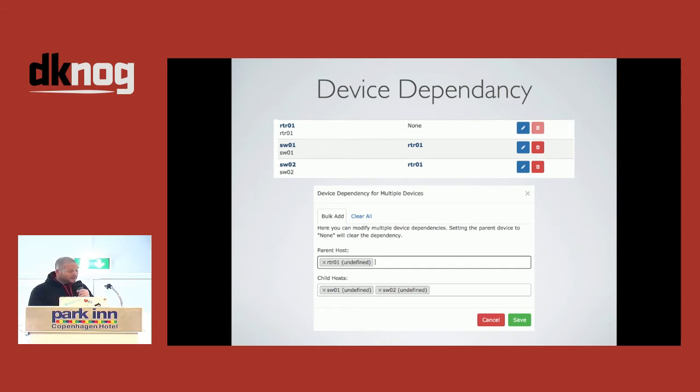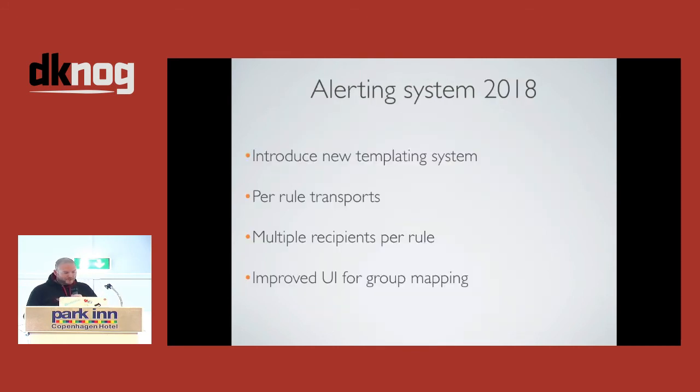So that's in there. It needs a lot more work to make it useful, because it means you have to manually go and define this at the moment. And obviously we want it to be zero touch. So ideally we'd like to use things like CDP, etc., to work out the dependencies properly and populate that information automatically. We're not there yet. So we're talking about 2018 for the alerting system.